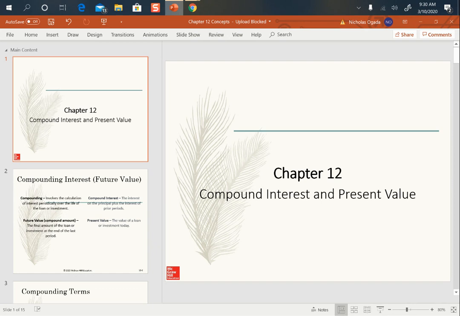Now, the goal of this chapter is to be able to compute what we call the future value and also be able to compute the present value. We use the compound interest concept to understand the future value, and you're going to see how this works out.